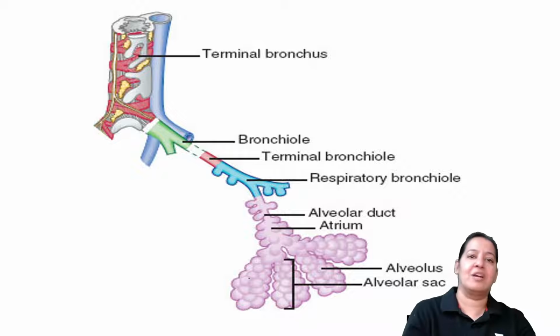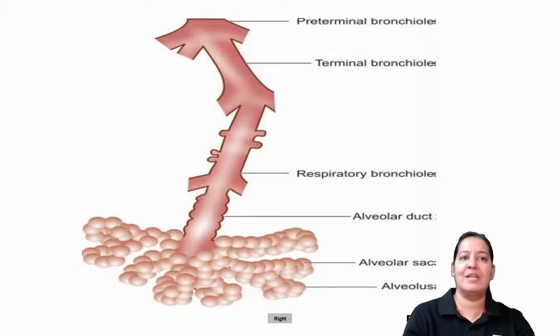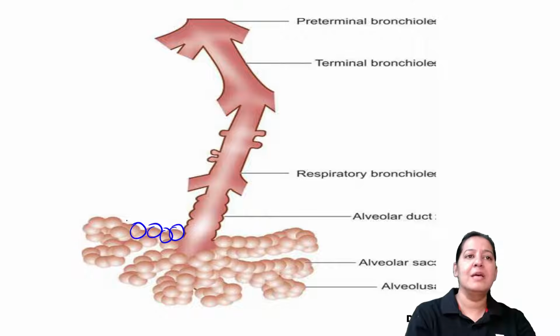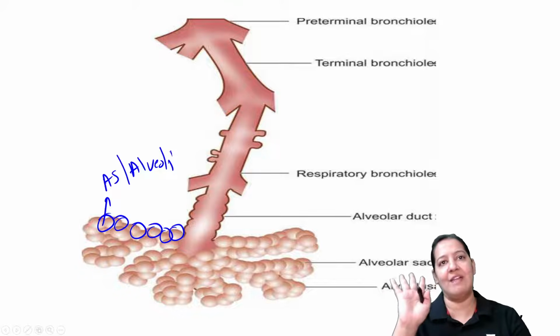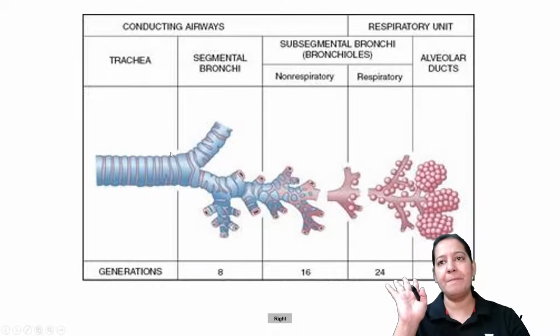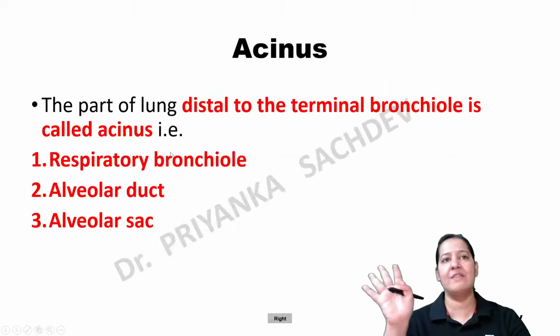The last structure is the balloon-like structures, that is the alveolar sac. Can you see the multiple balloons? These balloon-like structures are alveolar sacs or alveoli. Give me a thumbs up. So the same story is given multiple times.